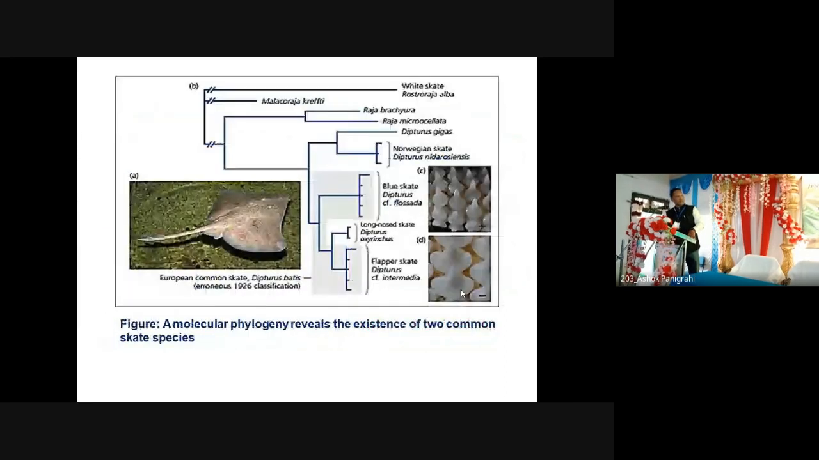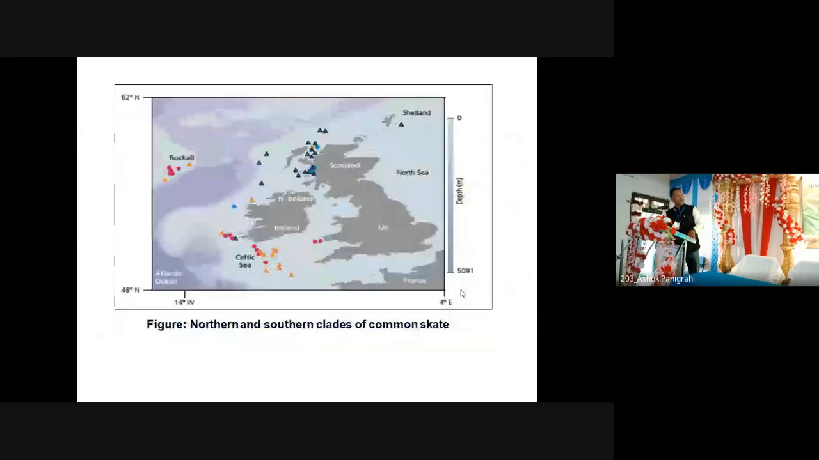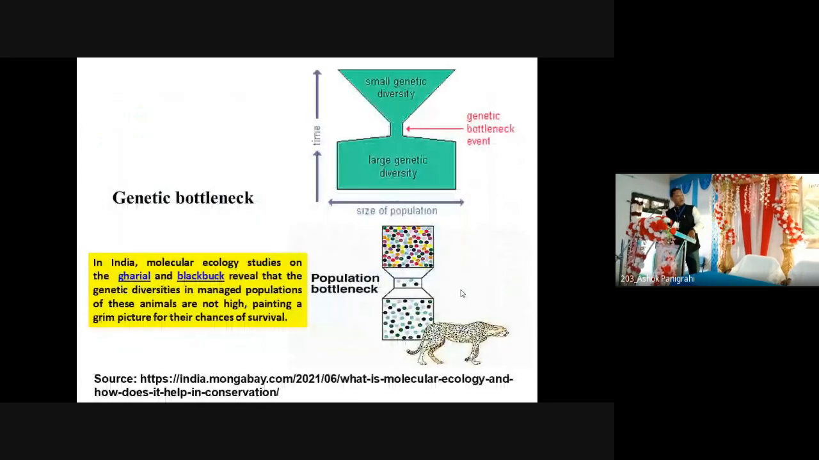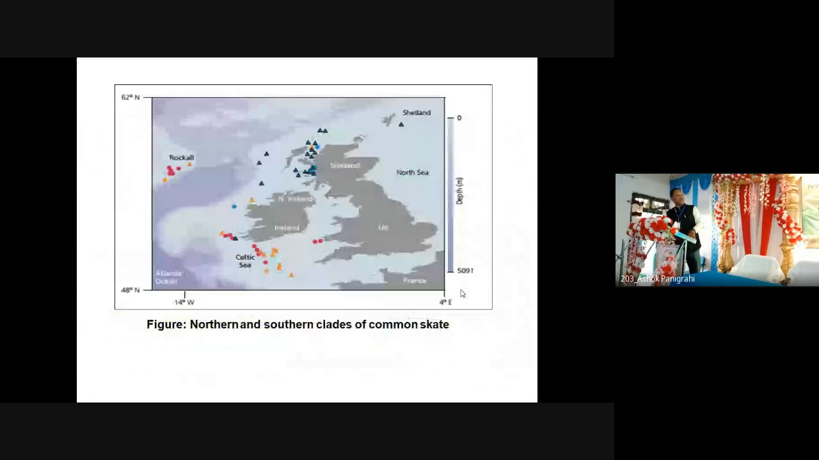So let's move past. This species, thinking it was a single species, but when they applied genetics, there are 2 species. This species is found in the Atlantic Ocean, and the distribution was limited to only the southern part. But when they applied genetics, there are 2 clear-cut species. So our policy needs to be designed in such a way that both are combined together.